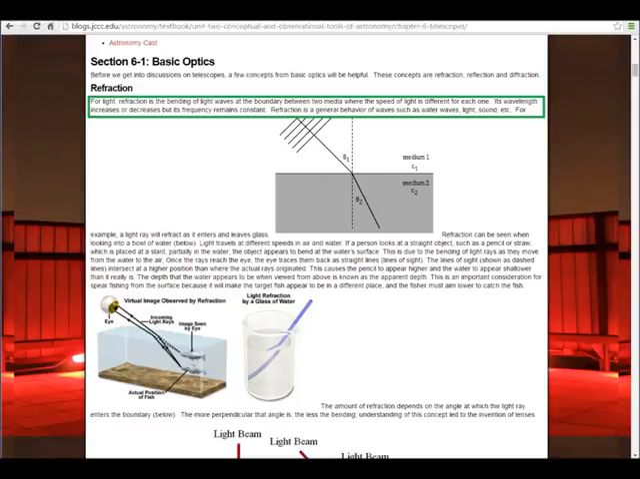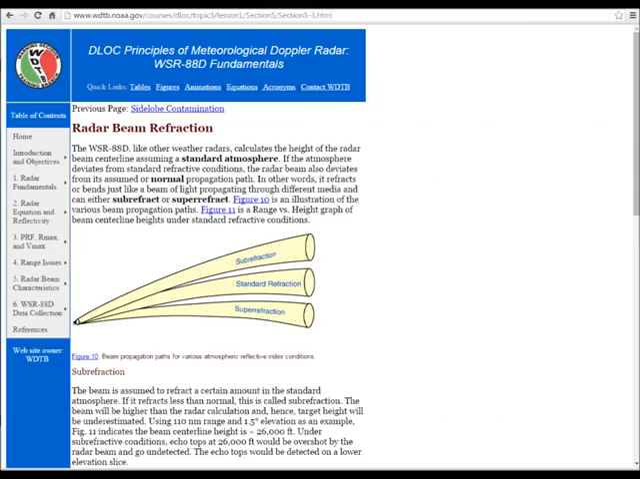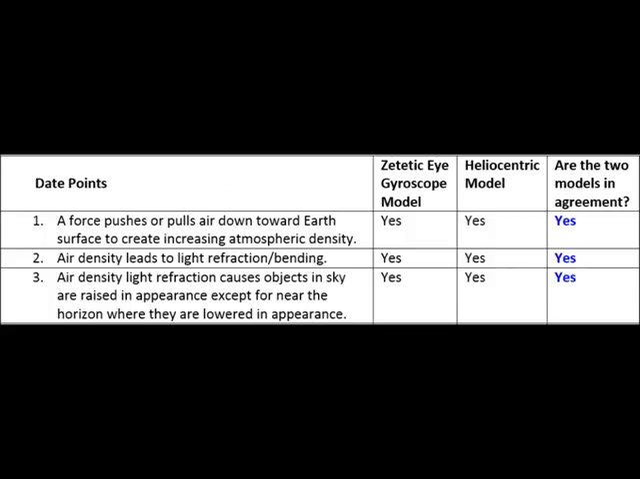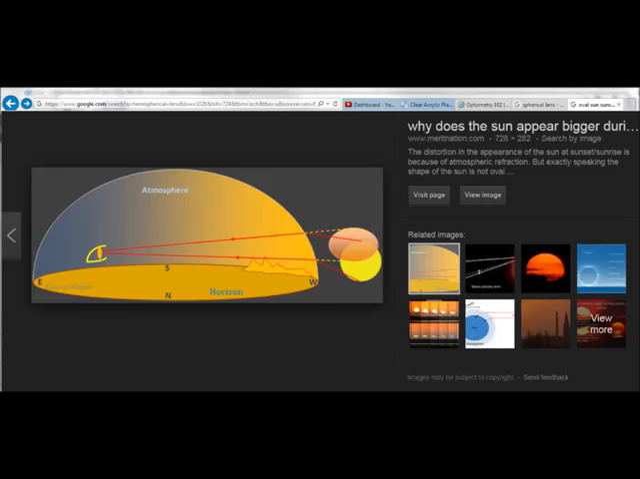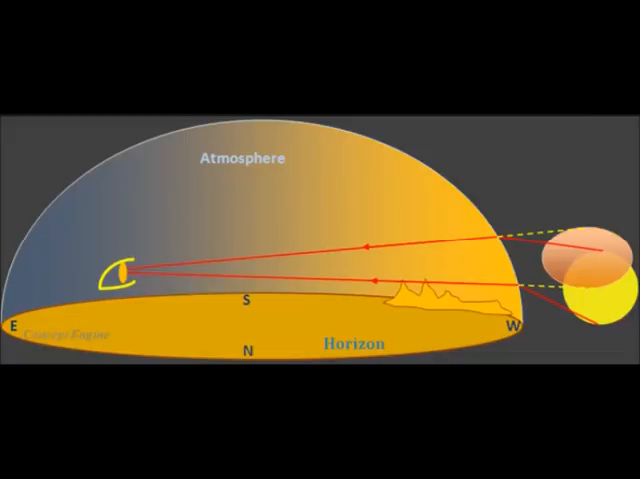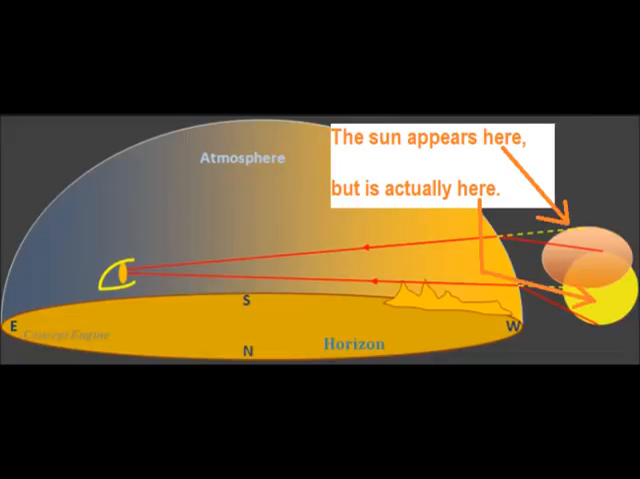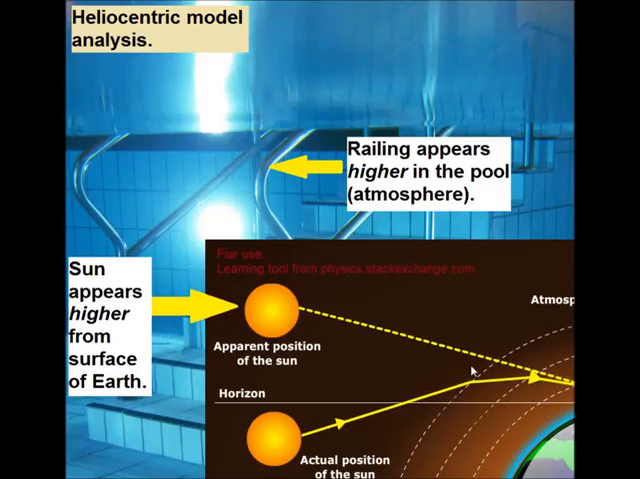So to reiterate, the heliocentric model and the Zetetic eye gyroscope model both agree on the following data points. Point 1, there is some sort of force that is pulling air down to create increasing air density towards the surface of the Earth. Point 2, that air density results in light refraction. Point 3, that light refraction makes objects in the sky appear higher than they actually are. At this point, things with respect to the sunset appear to be roughly explained according to heliocentrism. Objects in the sky will appear higher than they actually are, such as the sun, but nevertheless, according to heliocentrism, the Earth will still turn and the sun will set.